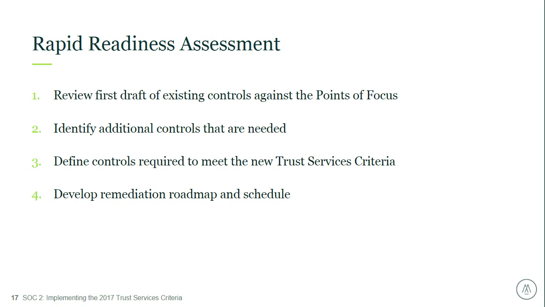As Kim mentioned, you don't necessarily need an individual or unique control for each one of the points of focus that we've just discussed. However, your control or a set of controls that will be used to satisfy the 2017 TSC Common Criteria 3.3 will need to include the consideration of all of the above. Once the additional controls are specified, management should develop a remediation roadmap if these controls were not previously in place or operating, and schedule for the remediation.